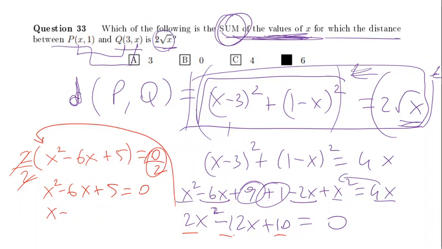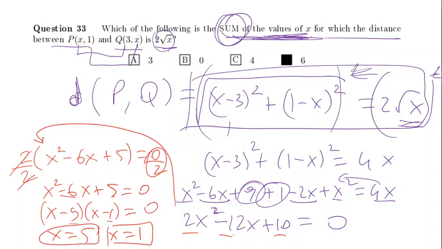And you can factor them, x minus 5 times x minus 1. This is easy because minus 1 minus 5 makes minus 6, and their multiplication is plus 5. So we have 5 and we have 1. Then these are the roots.